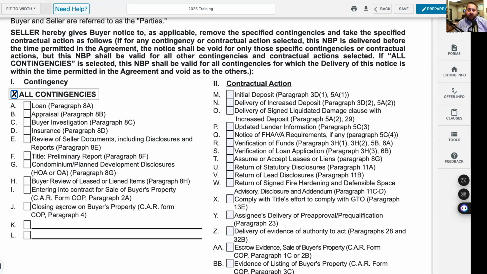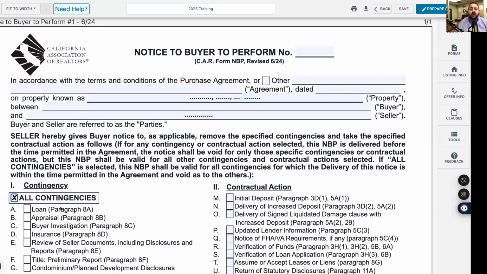And when we look at performance dates based on this NBP, the time for the performance is 11:59 p.m. of the performance date. So it's not business days. It's not at 5 o'clock. It's not 48 hours from when I sent it to you. I hear that misconception a lot. It's like, I sent a notice to perform 48 hours ago, they have to remove their contingency right now at 3 o'clock. That's not true. It is 11:59 p.m. on the performance date. So if someone's performance date is today, they have until basically midnight tonight to send you that contingency removal or whatever other item you requested.